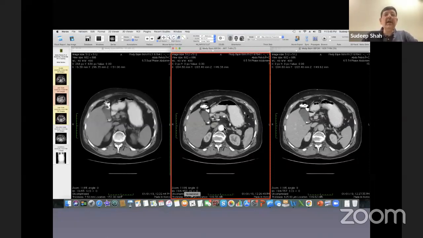Here you can see the aorta lit up beautifully. You're actually seeing the superior mesenteric artery here. So this would actually be the arterial phase. The vena cava is still completely empty. And here you can see that the aorta and the vena cava are both equally enhancing. So this would be the venous phase of the scan.